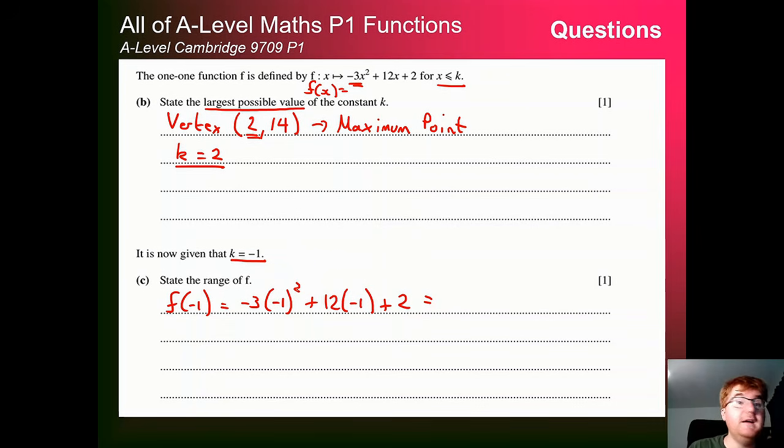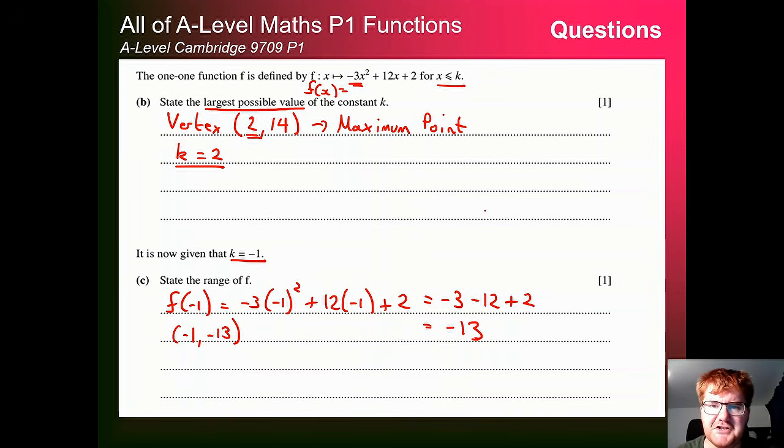Minus 1 all squared, be careful, is 1. So we get 1 times minus 3 is minus 3, minus 12 plus 2. That's going to give us minus 13. Okay, so we know that one more point on our quadratic is also minus 1, minus 13.